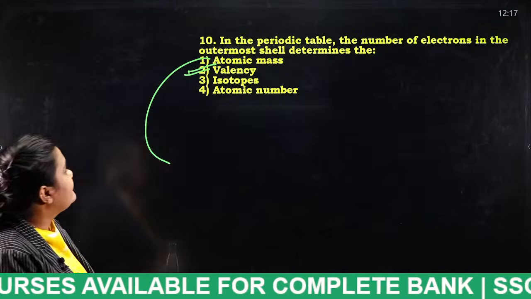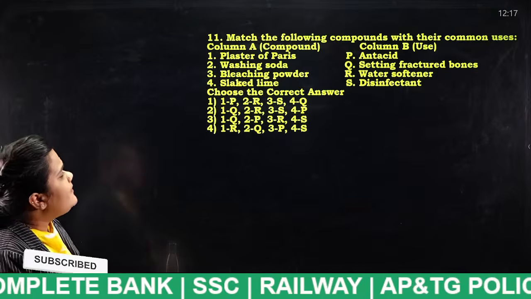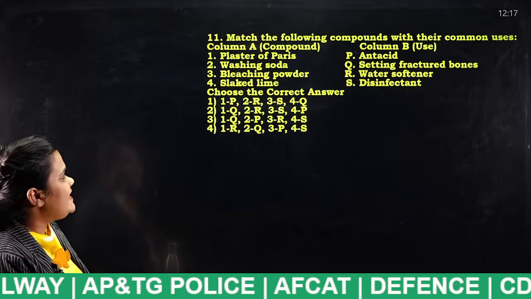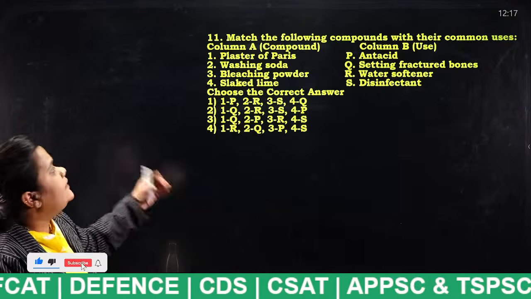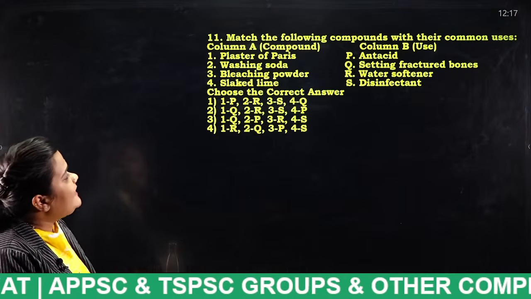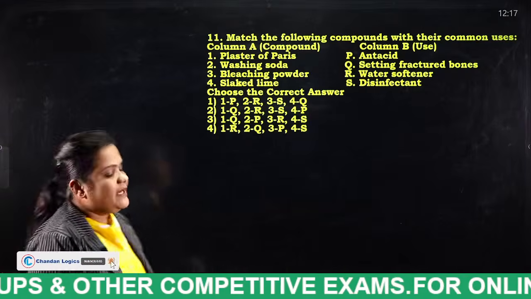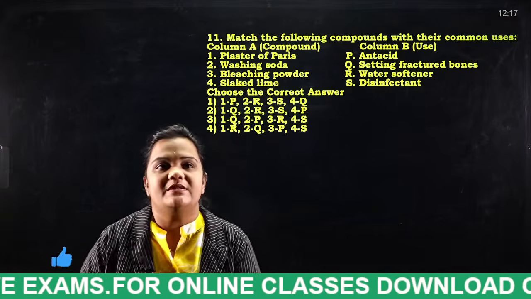Next, match the following compounds with their common uses. Plaster of Paris, washing soda, bleaching powder, slaked lime. Column A has the compounds and column B how they will be used: antacid, setting fractured bones, water softener, disinfectant. So all of you match it and put your answer in the comment section, students.